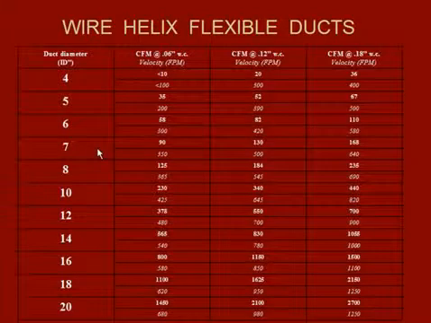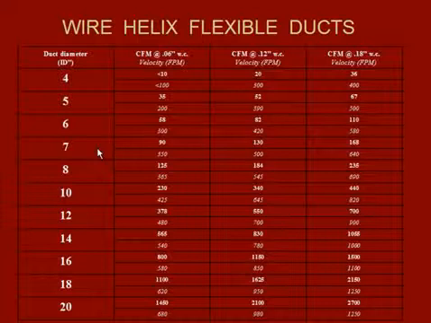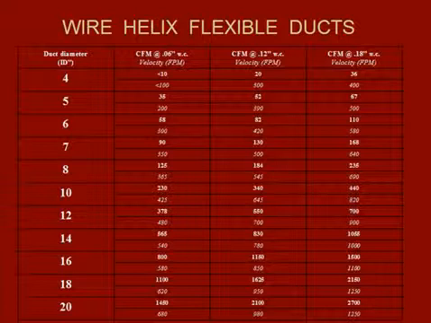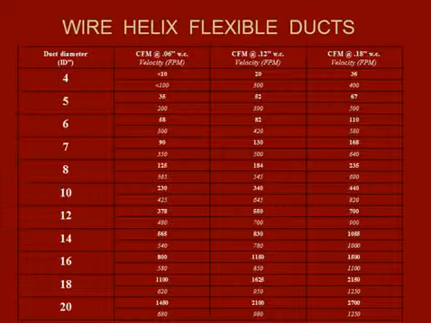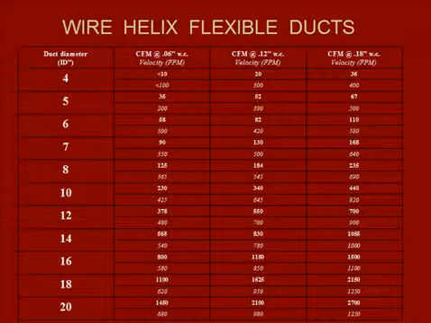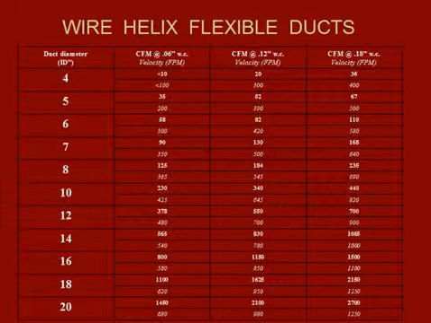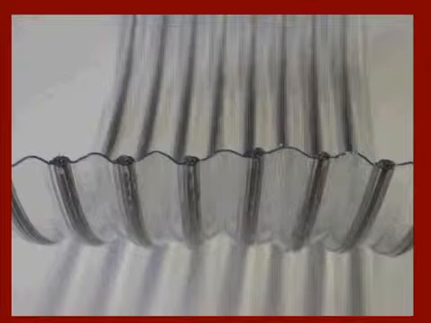Rule of thumb, if you do nothing else, and I hate rules of thumb, go one size up when you're choosing a flex duct. It doesn't always work. Your velocity might go in the can, and it might be a real problem for you. But at least do that part right. Okay? Now, what's the problem with flexible duct?